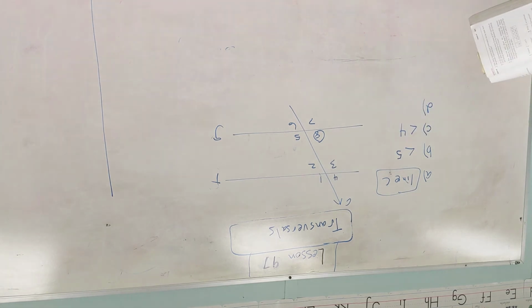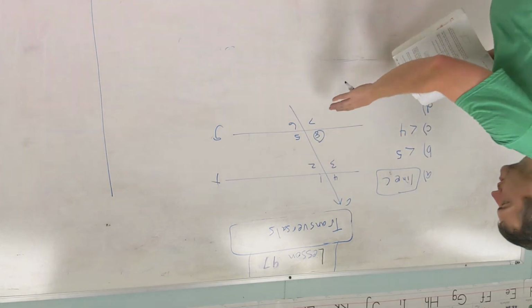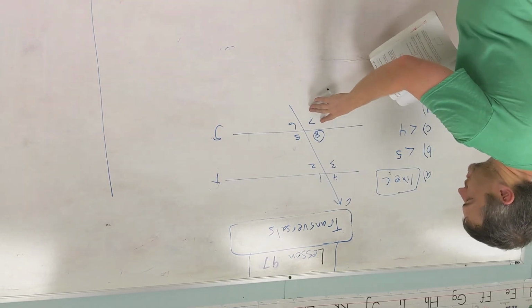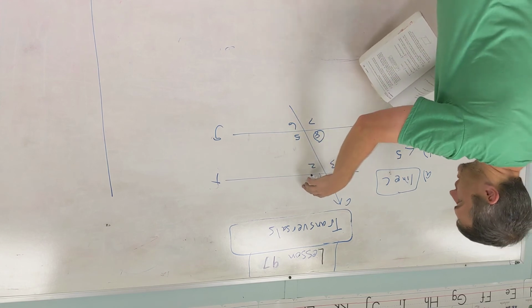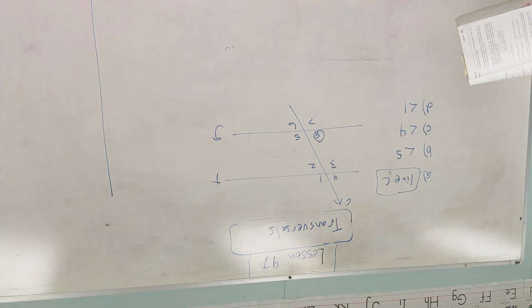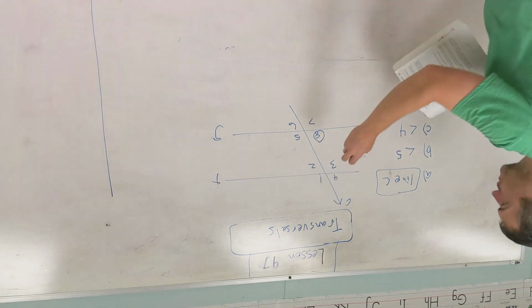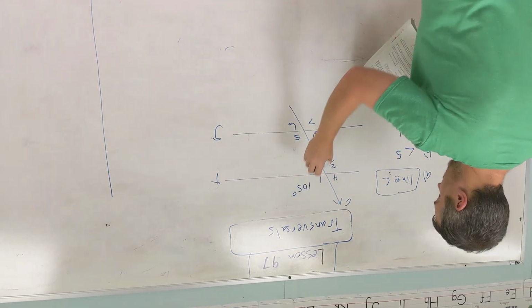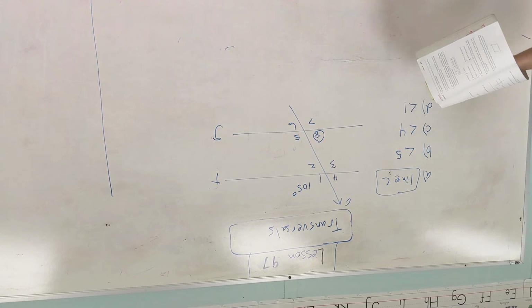Okay? Which angle is an alternate exterior angle to angle 7? So here we have angle 7. So we want to go alternate on the outside. It's going to be angle 1. And the last one, if the measure of angle 1 is 105, we've got 105 here, what is the measure of each of the other angles in the figure?